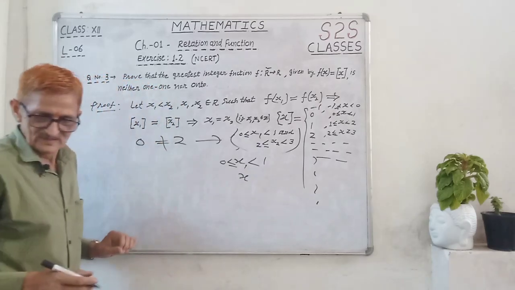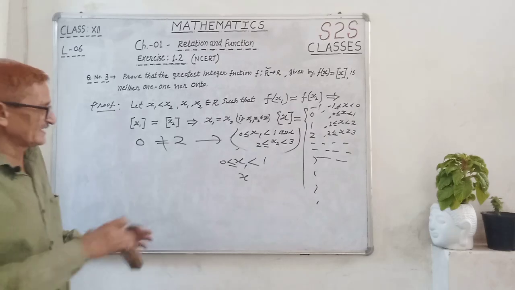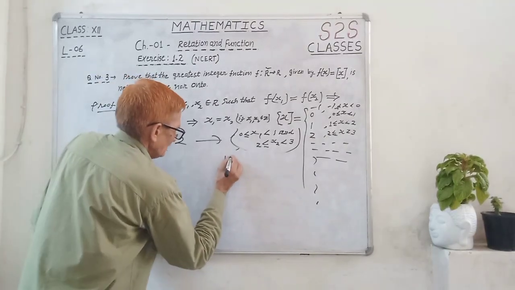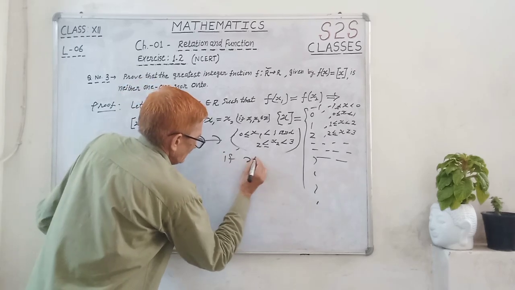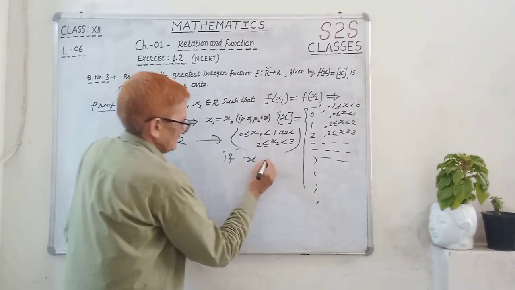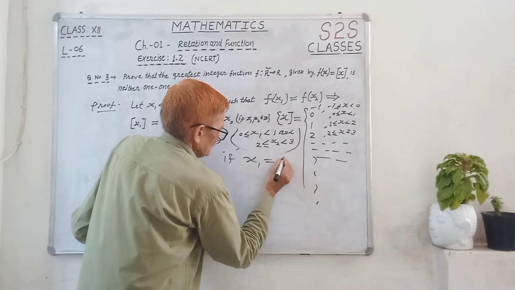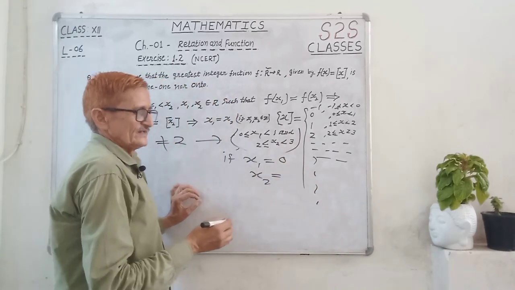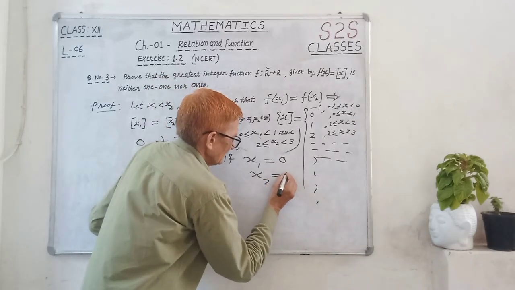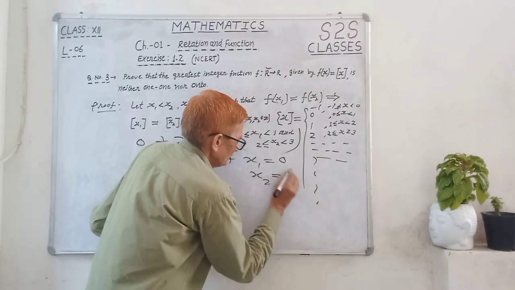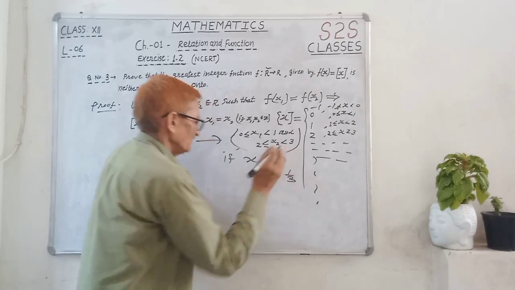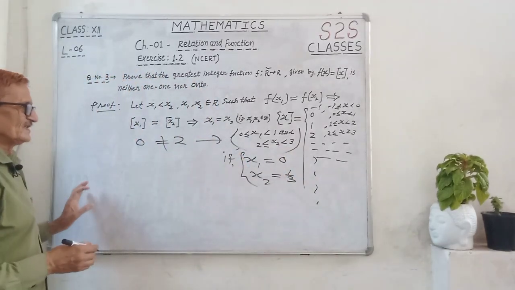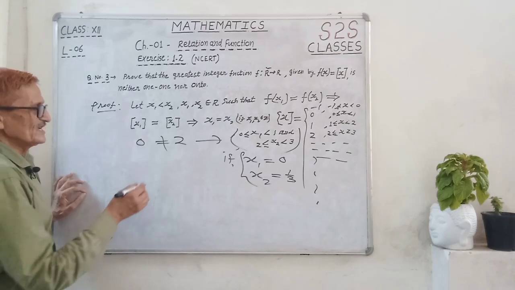Take an example, because it will fall there. One example, because you see that x1 taken is equal to 0 and x2 is taken as a different number, say 1/3. Let us suppose between 0 and 1. So for this example, these will not be images.